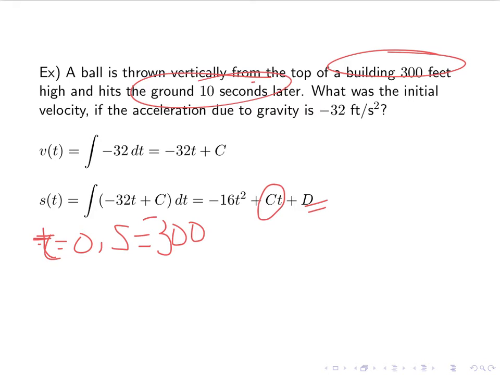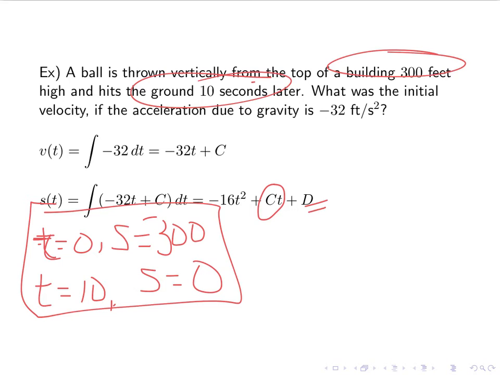And then the other part that has a number says it hits the ground 10 seconds later. So 10 seconds is a time. So t is 10. What do I know? I know the ball hit the ground. What do I know about the ground? Its position is 0. So the ball is thrown vertically from the top of a building 300 feet high, tells me that s is 300 when t is 0. Hits the ground 10 seconds later, tells me s is 0 when t equals 10. So I have these two pieces of information about the position.